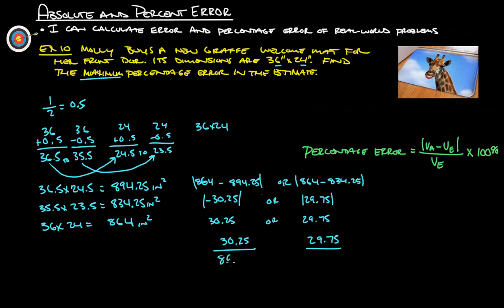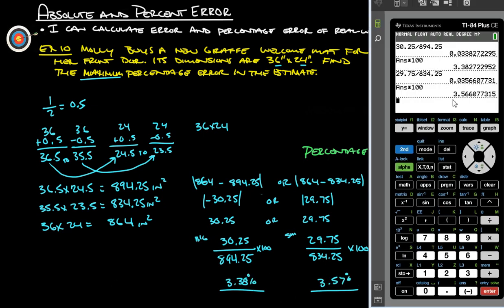So we've got 894.25, this is the big one, and this is the small one, 834.25. We multiply both of those by 100, and that will give us our total percentage error. Let's calculate that as well. You can see from our two calculations that the percentage error on the big one is 3.38% off, and the percentage error with the smaller one is actually 3.57% off.